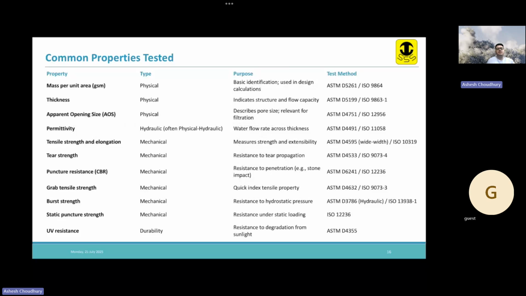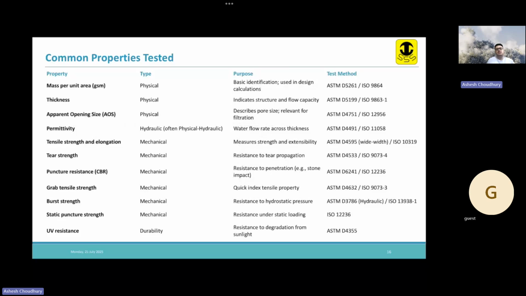First, we have mass per unit area, GSM, that is grams per square meter. It's a physical property, right? It is used for basic identification and used in design review. The test method is ASTM D5261 or ISO 9864.